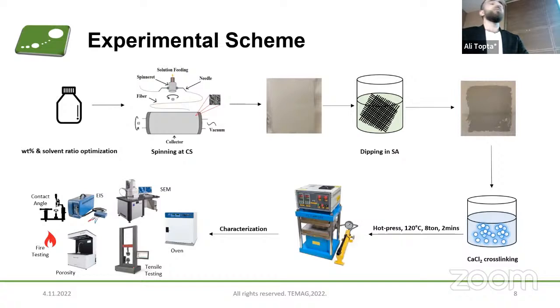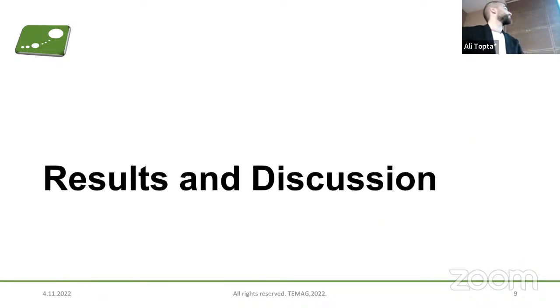Our experimental scheme, firstly, we started with optimizing the process to achieve the best fiber diameter. Spinning it by centrifugal spinning, obtaining the nanofiber, then dipping it in sodium alginate, waiting for it to dry. Then after that, we cross-linked it with calcium chloride. Finally, we hot pressed our samples to obtain better mechanical stability. And eventually, we sent our samples to characterization with different methods and different devices.